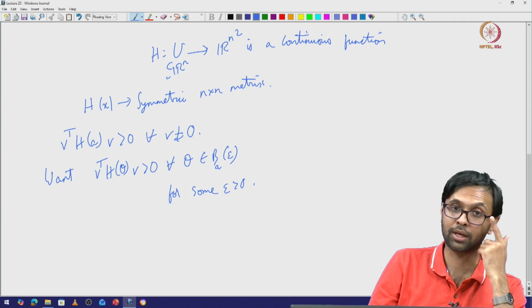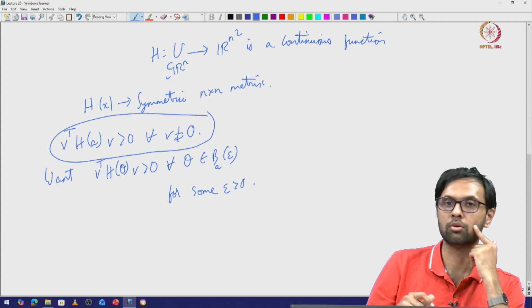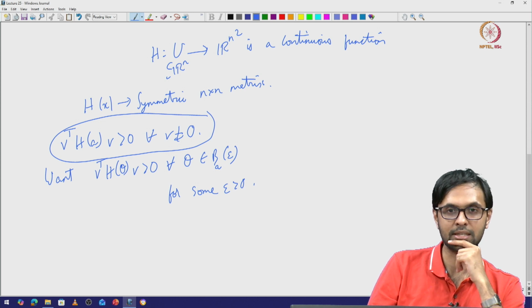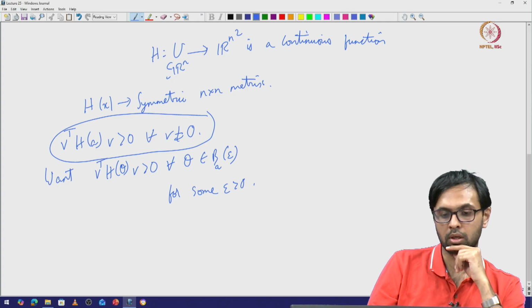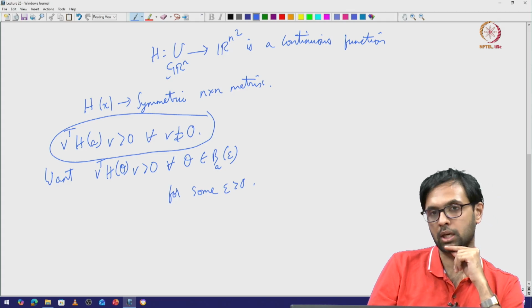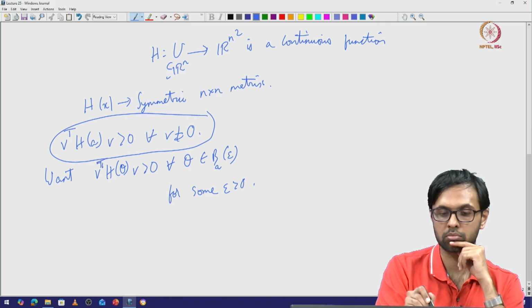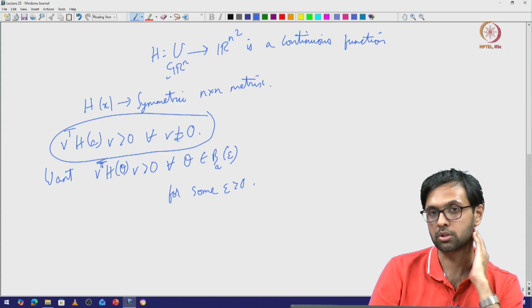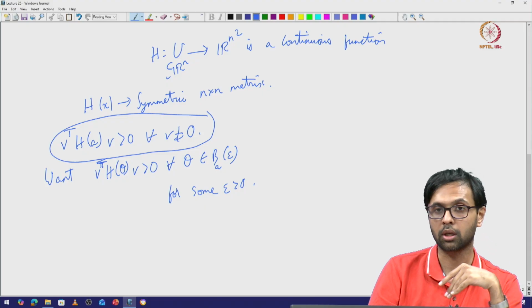So one way, for example, would be that this is equivalent to saying that V transpose H of A V is greater than or equal to C as long as the norm of V is 1, where C is positive. So by continuity, V transpose H of theta V is also greater than or equal to, say, C by 2 for all V whose norm is 1. But all these proofs, I mean, it's not obvious, it requires some work how you use continuity here.